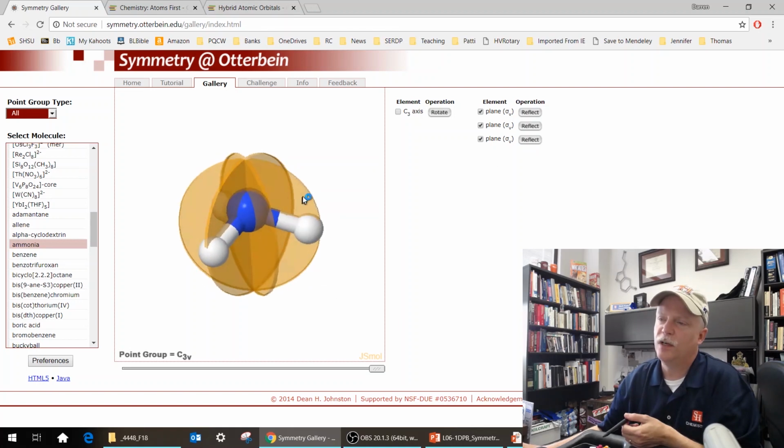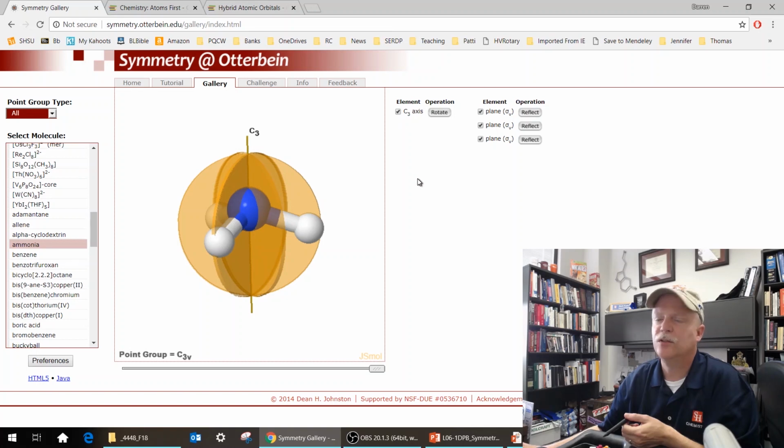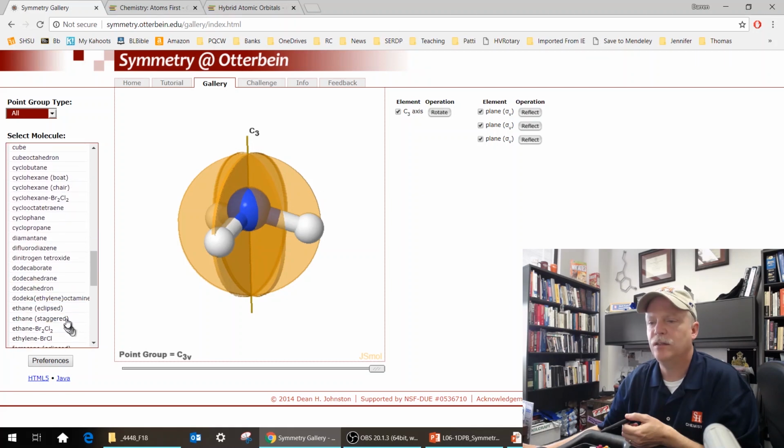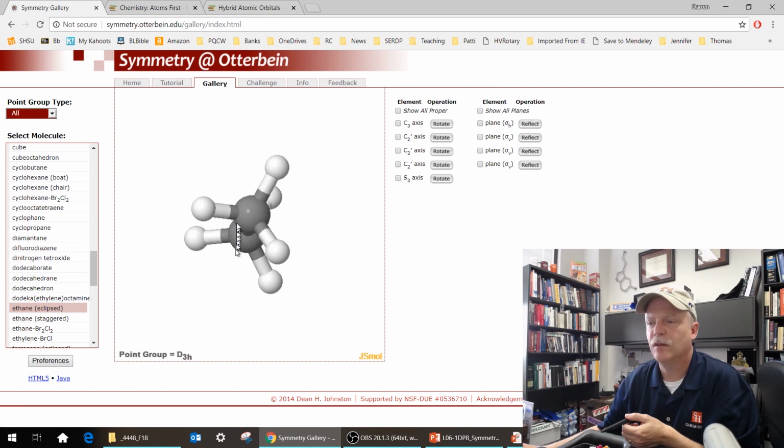So that's it for ammonia. It has a C3 axis and 3 reflection planes. So those are the symmetry elements that it has. Let's look at a molecule that has more symmetry. Let's look at ethane, but let's do the eclipsed form of ethane.